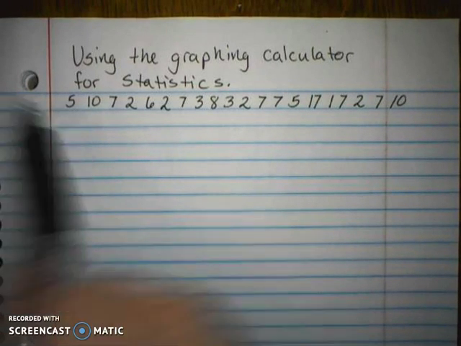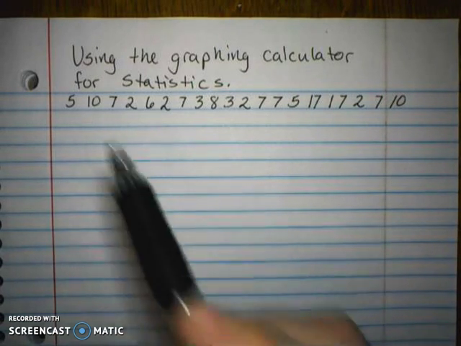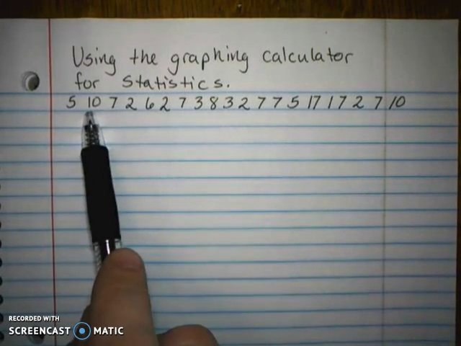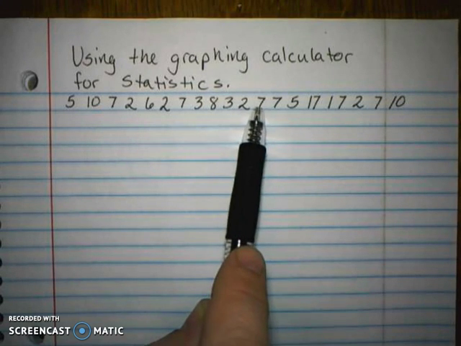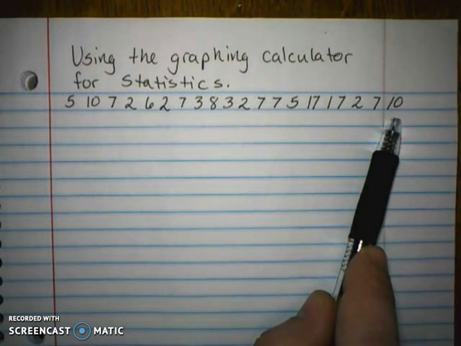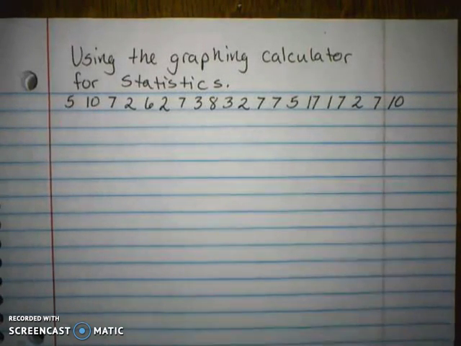In class, we started off by taking measurements over how many different pairs of shoes each student had. So we collected data like this, and this is the set of numbers from one of the classes today: 5, 10, 7, 2, 6, 2, 7, 3, 8, 3, 2, 7, 7, 5, 17, 17, 2, 7, and 10. We took those numbers for pairs of shoes at home just to get a quick set of data, and then we looked at how to use the graphing calculator.